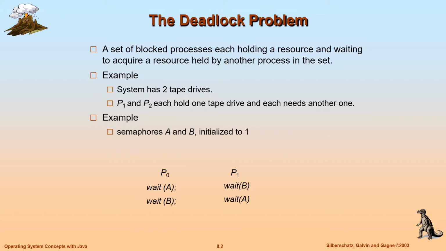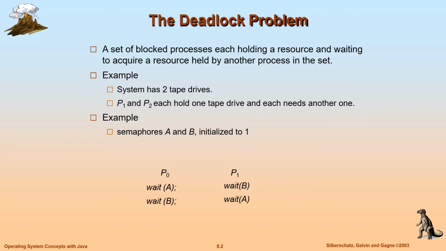Let us discuss the deadlock problem. A set of blocked processes, each holding a resource and waiting to acquire a resource held by another process in the set. Example: the system has two tape drives. P1 and P2 each hold one tape drive and each needs another one. This situation is called deadlock.